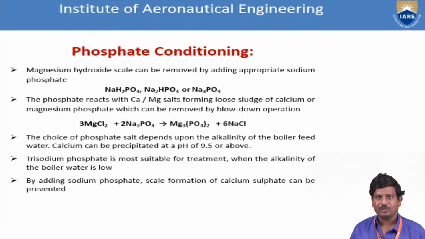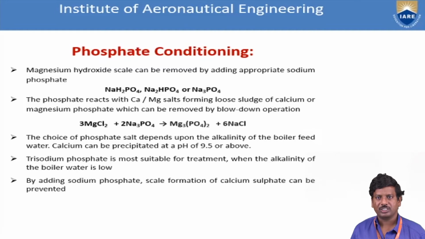And next one is the phosphate conditioning. Phosphate conditioning mainly involves sodium hydrogen phosphate; scale can be removed by adding the appropriate sodium phosphate. That means sodium hydrogen phosphate or sodium phosphate. The phosphate reacts with the calcium and magnesium salts, forming loose sludge of calcium or magnesium phosphate, which can be removed by the blowdown process. That means 3 moles of magnesium chloride react with 2 moles of sodium phosphate to give magnesium phosphate with the byproduct of 6 moles of sodium chloride.